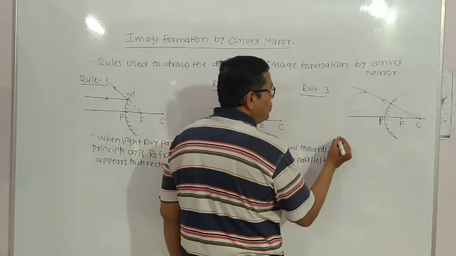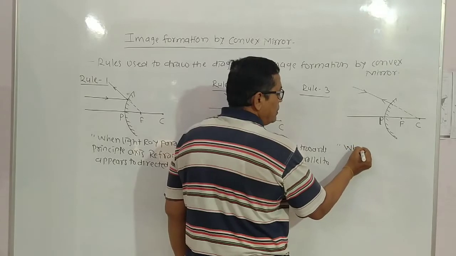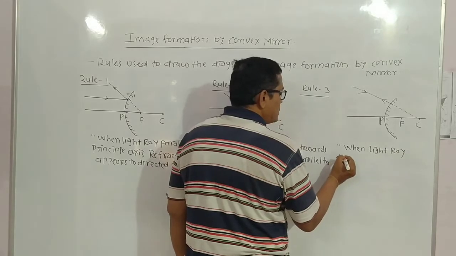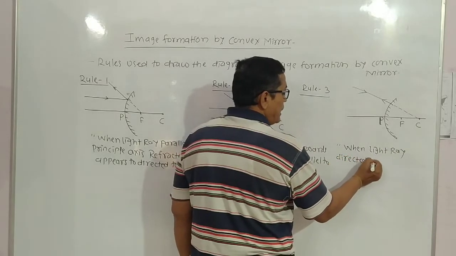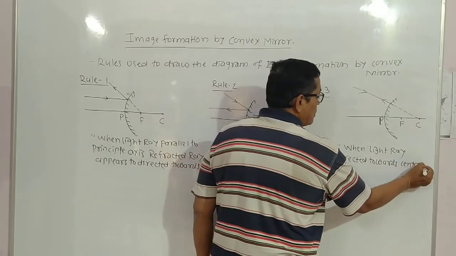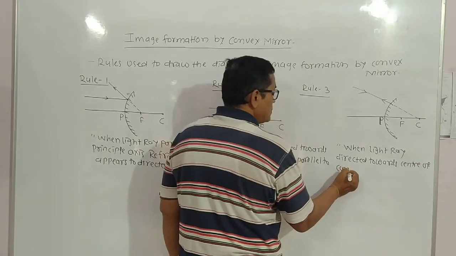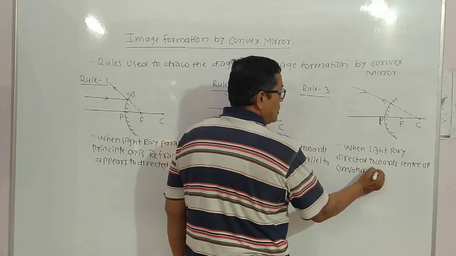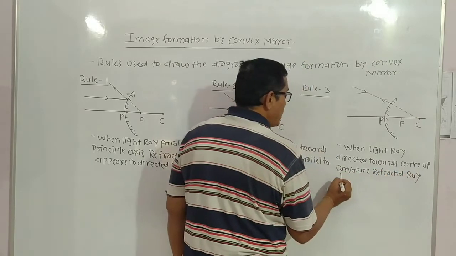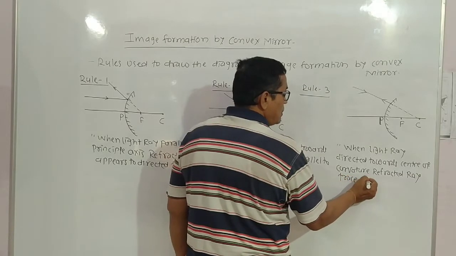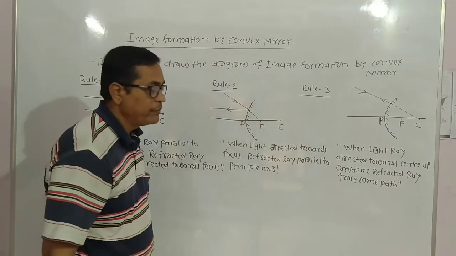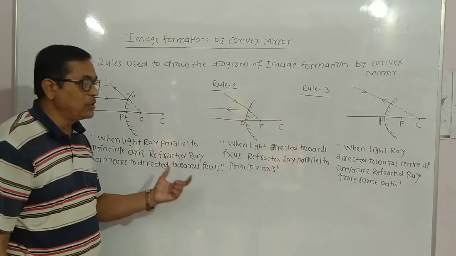Means rule number three: when a light ray is directed towards the center of curvature, the reflected ray traces the same path. That is rule number three. It is necessary to understand all the rules.